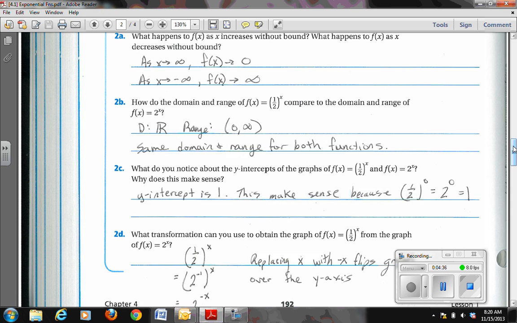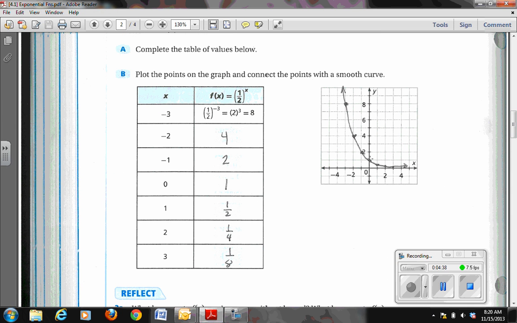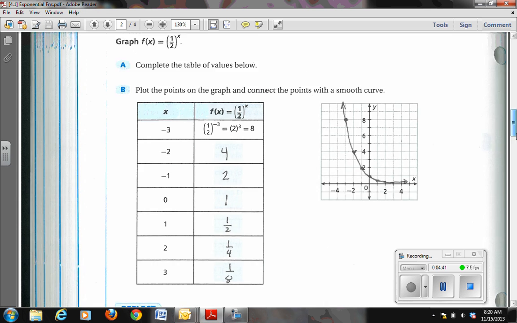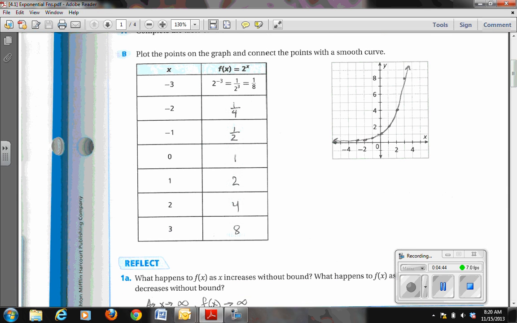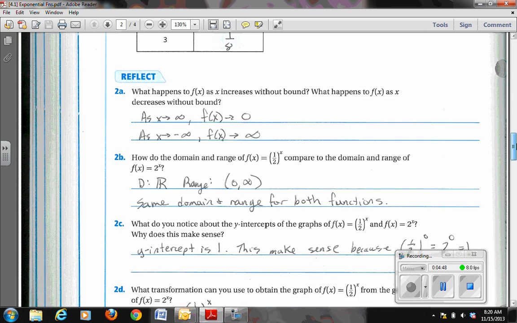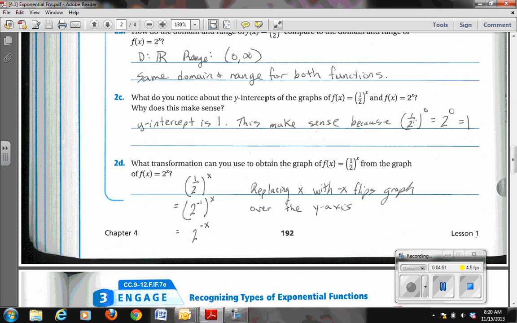Oh, okay. So if I go back up and look at my chart here, it's crossing the y-axis at a height of 1. If I scroll back up and look at the other one, that one's also crossing the y-axis at a height of 1. So when I'm looking at y-intercepts, they both will equal 1. Whether you take a half to the 0 power or 2 to the 0 power or anything to the 0 power, you're getting 1. And again, we're plugging in 0 for x to find a y-intercept.